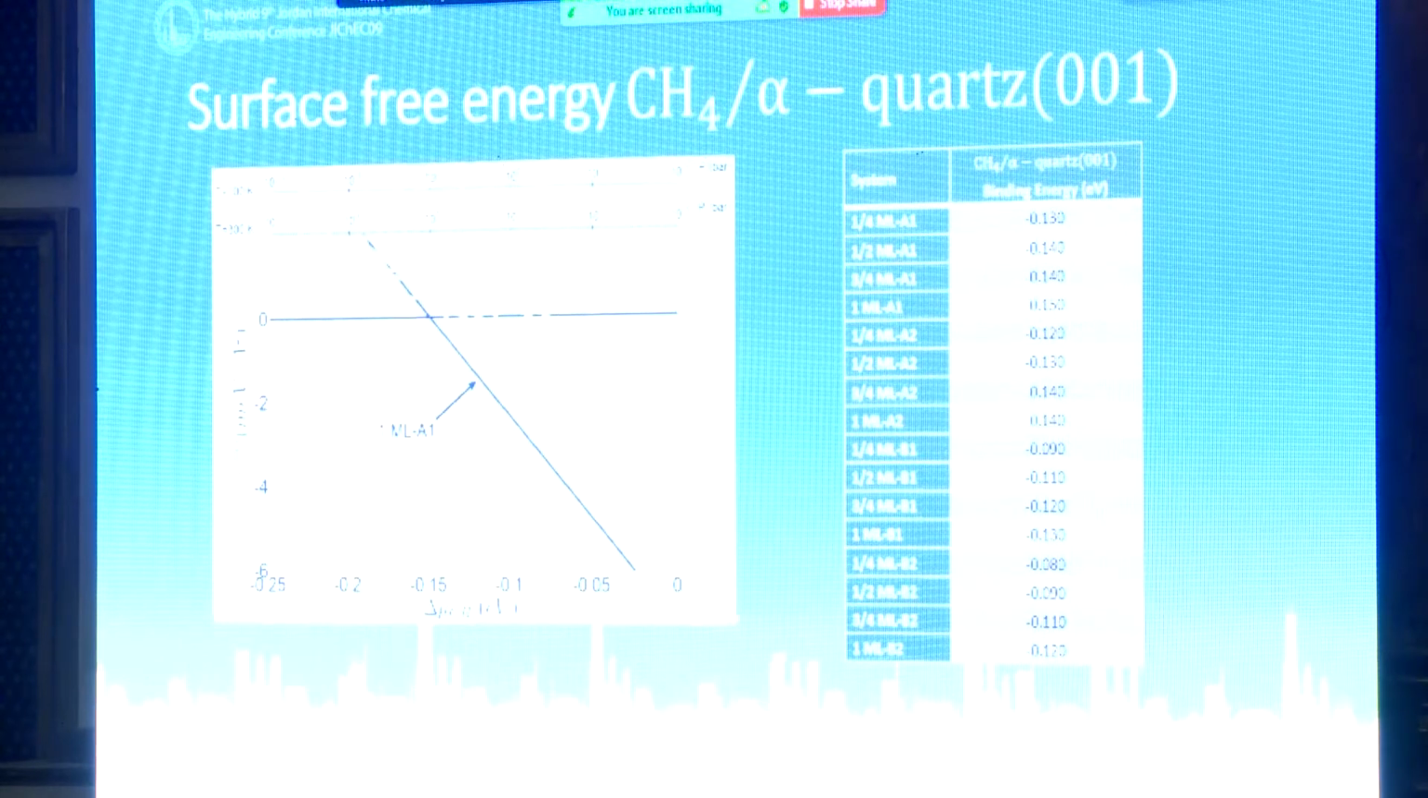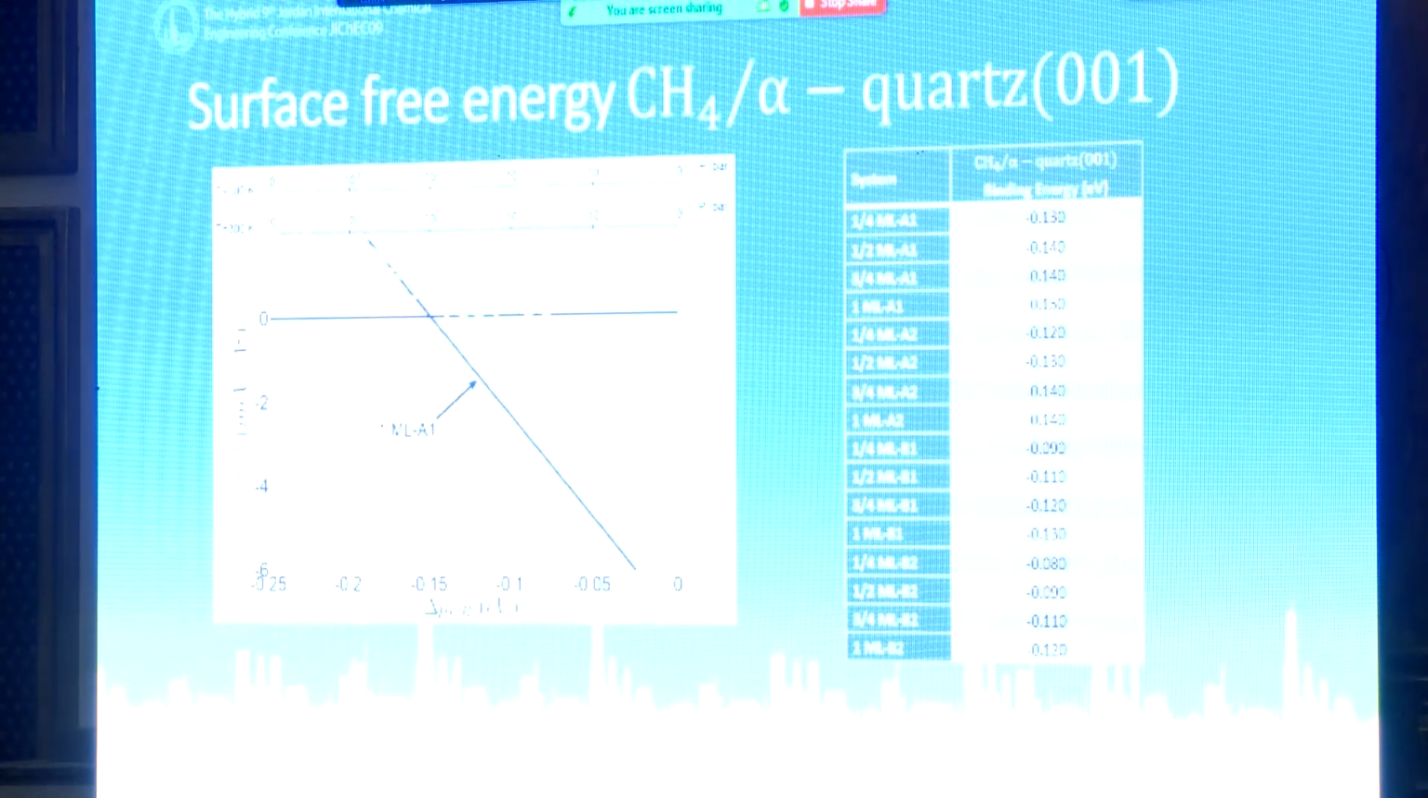So if we look at this phase diagram, we can see that for chemical potential values less than -0.15 electron volt, the clean surface represents the most stable structure, which means methane, because this phase diagram is for methane, prefers to be in the gas phase rather than getting adsorbed on the surface.